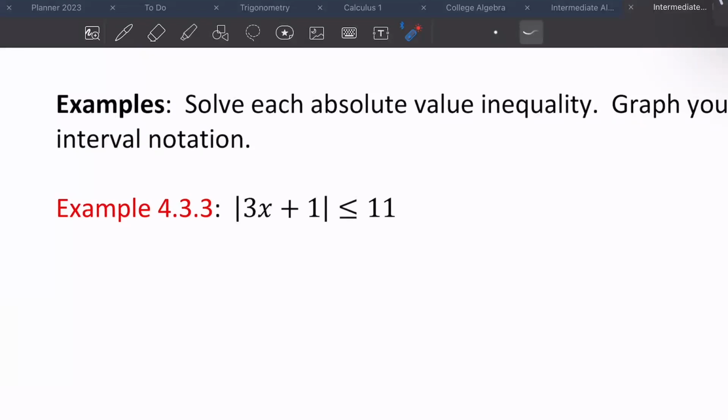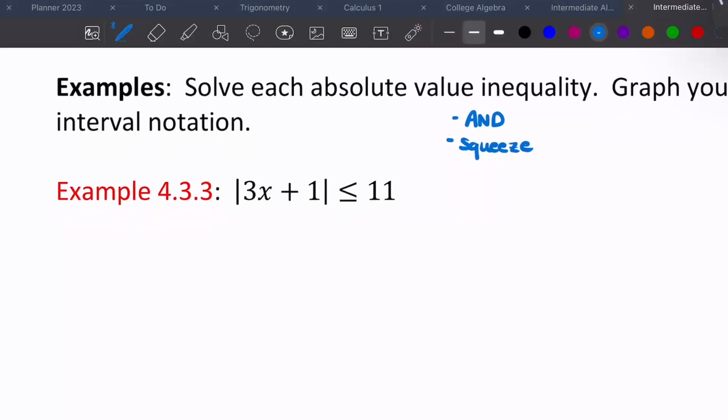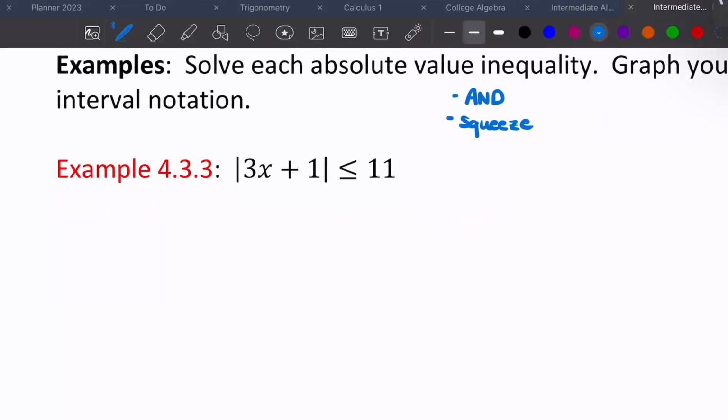The absolute value of 3x plus 1 is less than 11. So you need to recognize that this is an and. And means squeeze, make a sandwich, whatever. Identifying those two things is probably 60% of the problem. So that means that you're going to drop your absolute value markers, and you need to squeeze it.